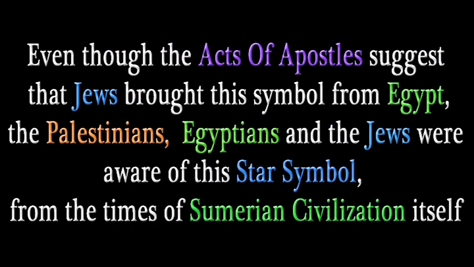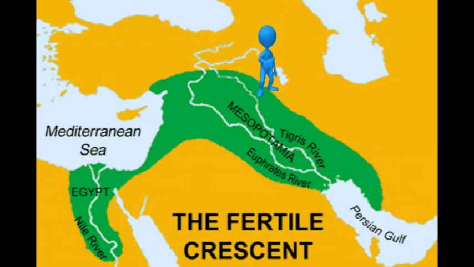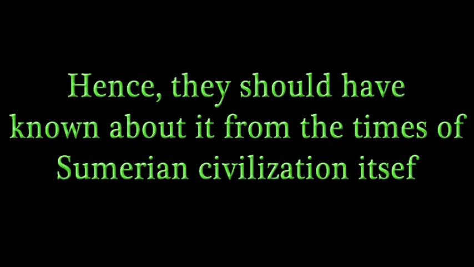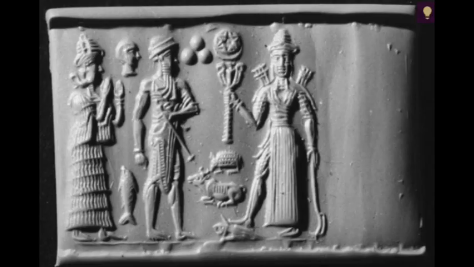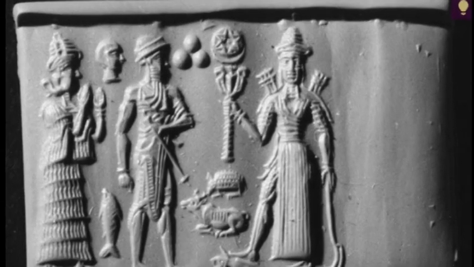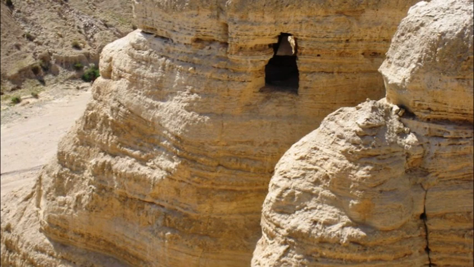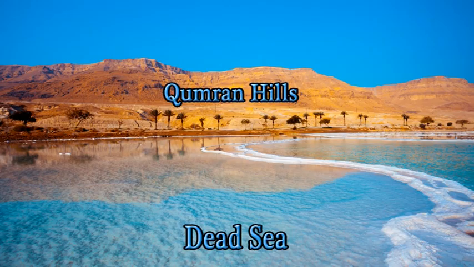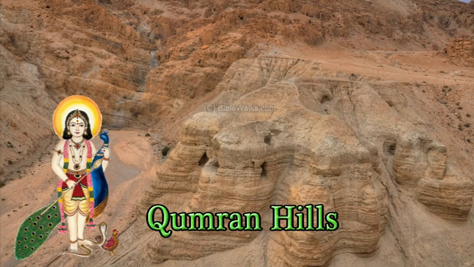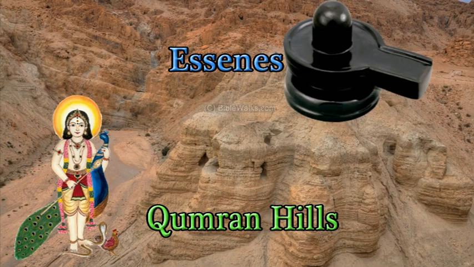Even though the Acts of the Apostles suggest that the Jews brought this symbol from Egypt, the Palestinians, Egyptians, and the Jews were aware of this symbol from the times of Sumerian civilization itself. After all, the Jews migrated to Egypt, crossing the Fertile Crescent. Hence, they should have known about it from the times of Sumerian civilization itself. Knowledge of the star among the Sumerians is revealed by the Ishtar cylindrical seal. It pays to remind ourselves that there are hills named after Murugan, the Qumran Hills, near the Dead Sea in Israel, where Siddhas called Essenes lived in its caves.